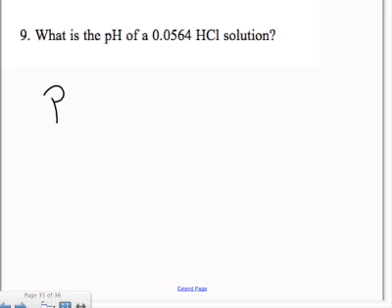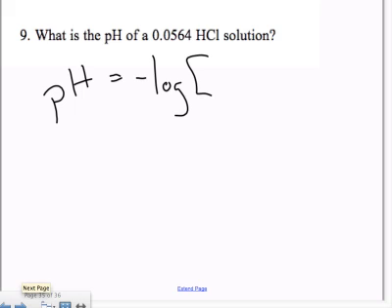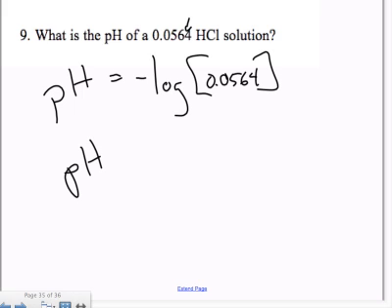Okay, pH of an HCl solution. This is pretty straightforward. It's an HCl solution, so that tells you that the concentration of the solution is the concentration of hydrogen ions. And to find the pH, I'm just going to take the negative log of that number. Negative log of 0.0564 is 1.25.